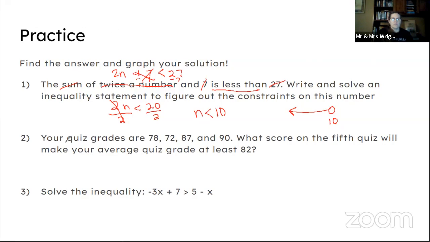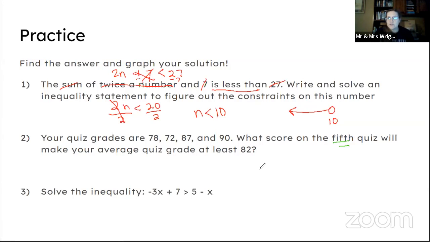All right, so moving on, number 2, your quiz grades are 78, 72, 87, and 90. Looks like you took 4 quizzes so far. What score on the 5th quiz will make your average quiz grade at least 82?